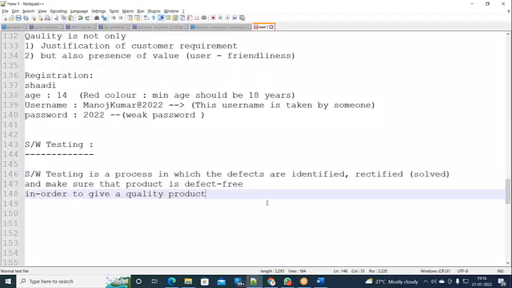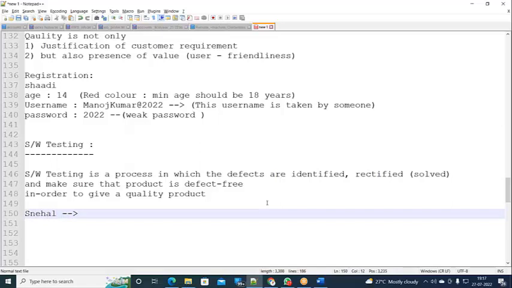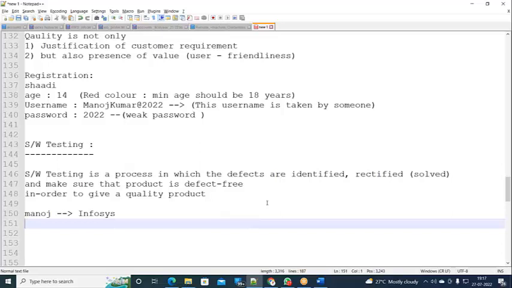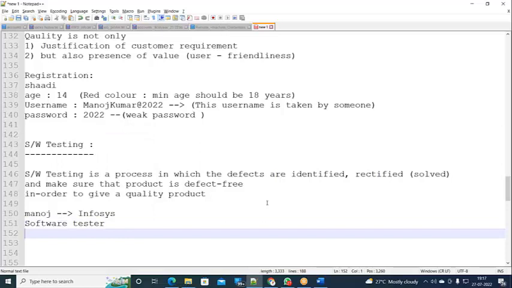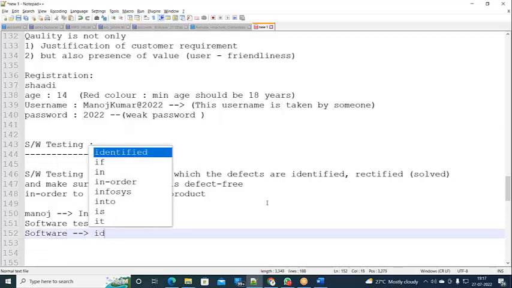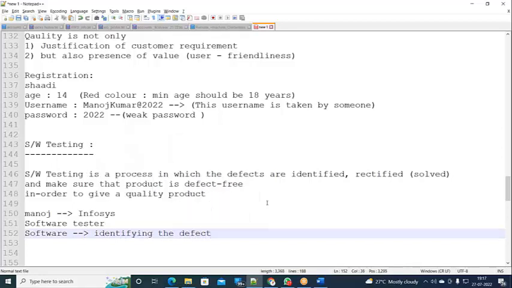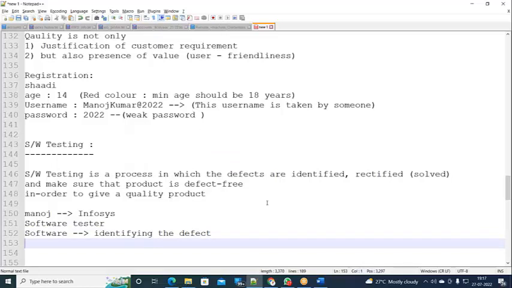Now, what is this software testing, guys? First, the whole idea. Snehal has become a software tester. Or our Manoj got a job at Infosys. He dressed up very well, put on the tie and all that, his wife cooked nice food and put it in the carriage, and he went for the job, first day on the job. So what is he supposed to do? He got the job as a software tester. What will Manoj do? He will take the products and softwares and start identifying the defects. Day in, day out, every day he has to identify the defects.